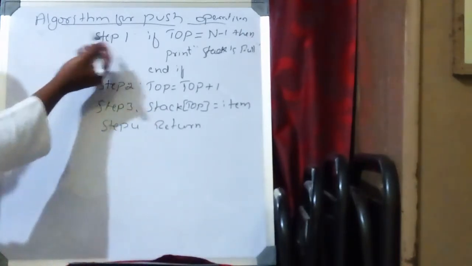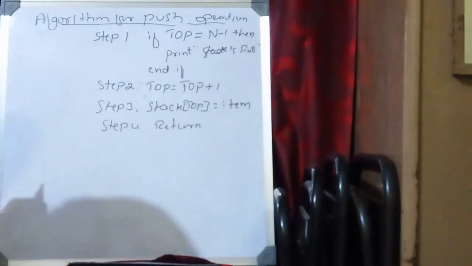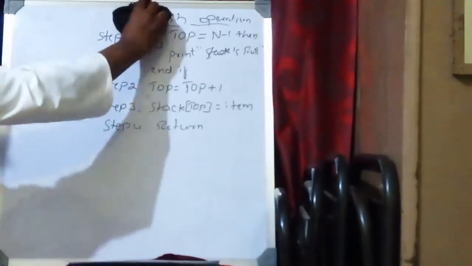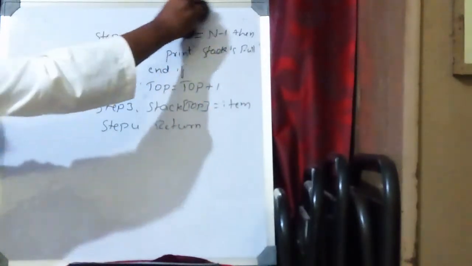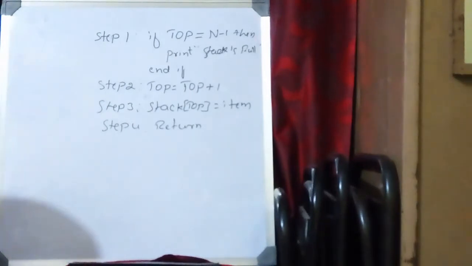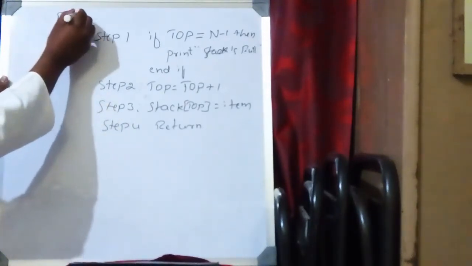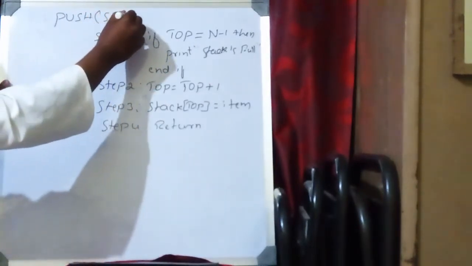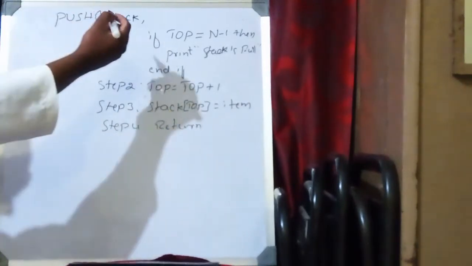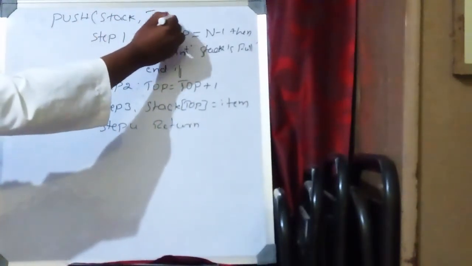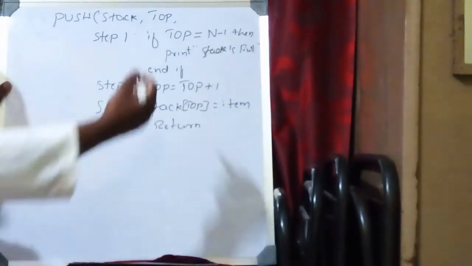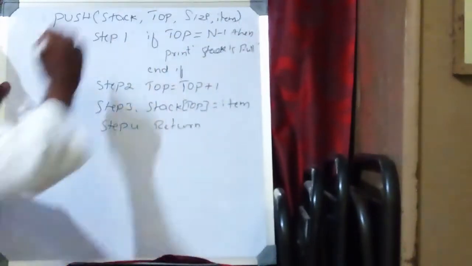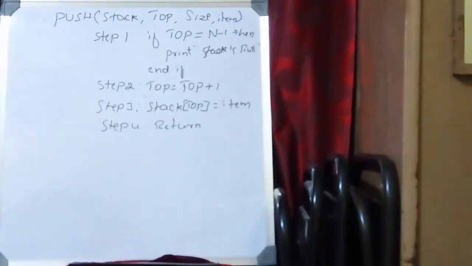Now we'll see. I forgot to write the push operation here. Here I will write the function name. Push. It contains stack, top, size, item. It is an operation. It is a function.